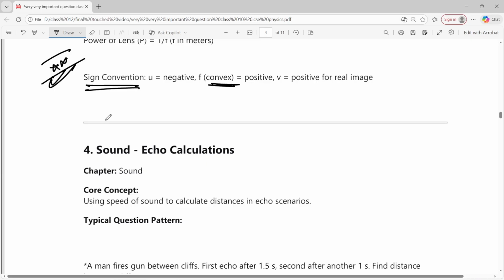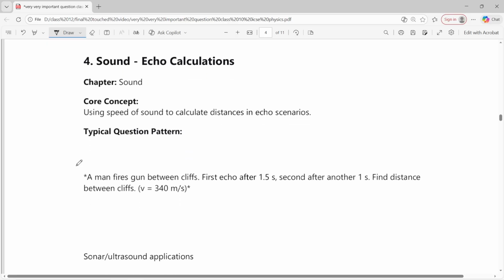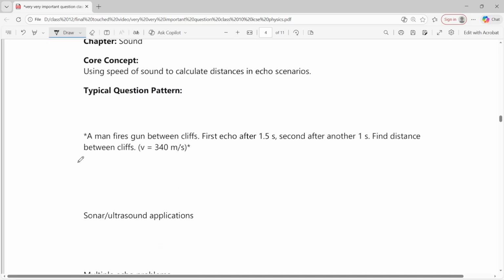Next, sound and echo calculation. Sound core concept: using the speed of sound, calculate distance in echo scenarios. A typical question is like this: a man fires a gun between cliffs, the first echo is heard after 1.5 seconds, another after 1 second, find the distance between the cliffs. The velocity of sound is 340 meter per second.